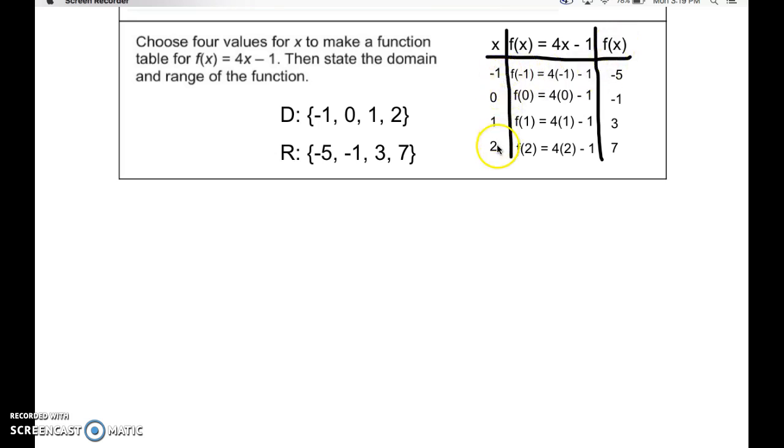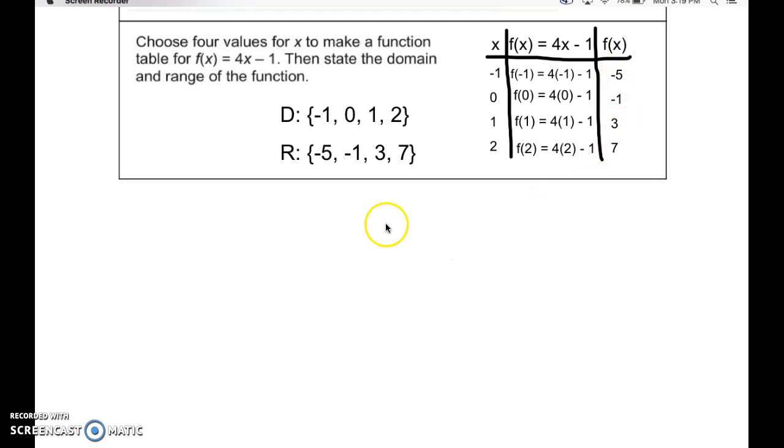So I put in these values. I calculate 4 times -1 is -4, minus 1 is -5. 4 times 0 is 0, minus 1 is -1. 4 times 1 is 4, minus 1 is 3. And 4 times 2 is 8, minus 1 is 7. So my output values are -5, -1, 3, and 7.